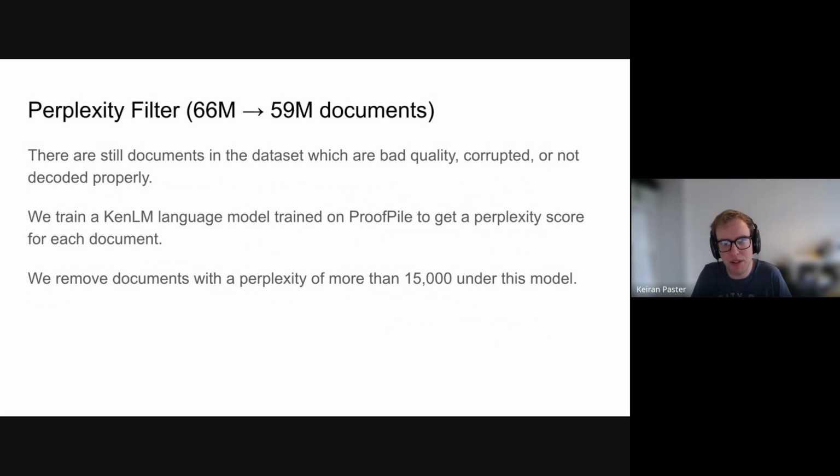What we do here is something very common in these pipelines, which is we train an n-gram language model called KenLM on this previous math data set called ProofPile. This is a couple billion tokens of math data. We train this simple language model on that, which gives us the ability to measure the perplexity of documents in our data set under this model. And if any of the documents are just too shocking or too surprising to this language model, we just get rid of them.